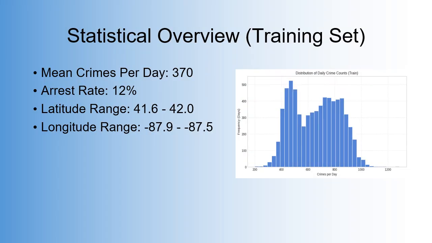The statistical overview of the data. In the training set, we observed an average of 370 crimes per day and an arrest rate of about 12%. The data set's latitude and longitude range covers the full extent of Chicago's geography, ensuring good geo coverage. The daily distribution of crime counts was slightly right skewed, meaning that while most days have average crime levels, a few days experience exceptionally high activity. Recognizing that skew helps us to decide when to normalize or log transform features for modeling.